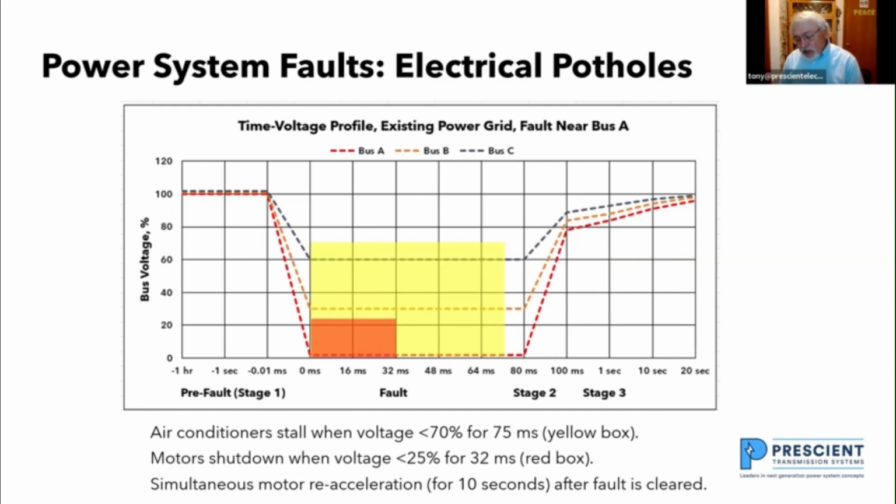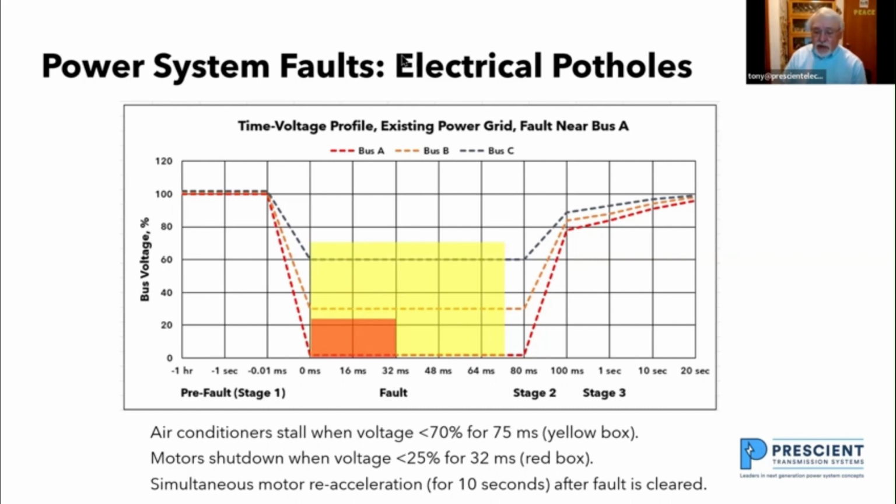If voltage drops to less than 70% for 75 milliseconds, that's the yellow box, and air conditioners, motors are going to stall, fans are going to slow down, pumps are going to slow down, but you get simultaneous motor reacceleration after the fault is cleared. If all the motors reaccelerate in about 10 seconds, you're home free. If the motors don't reaccelerate, you're going to probably advance to a wide area blackout.